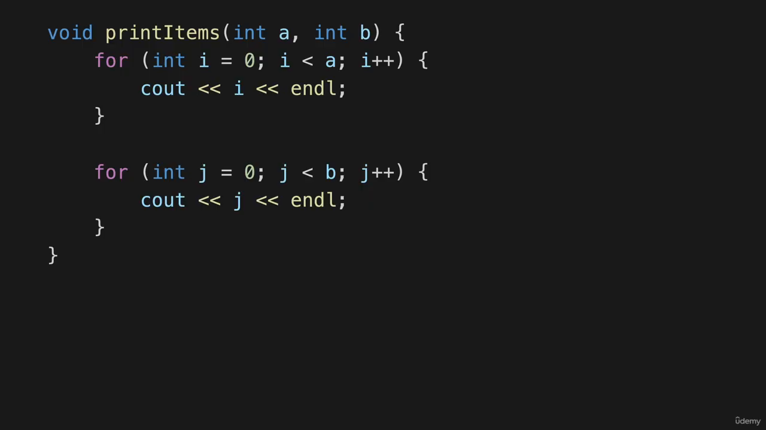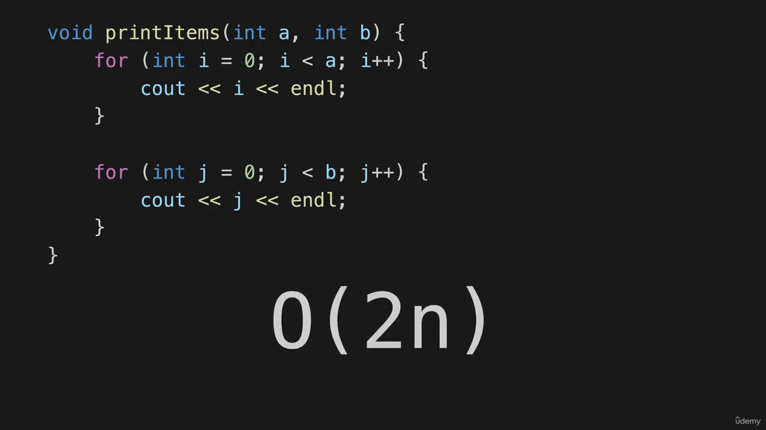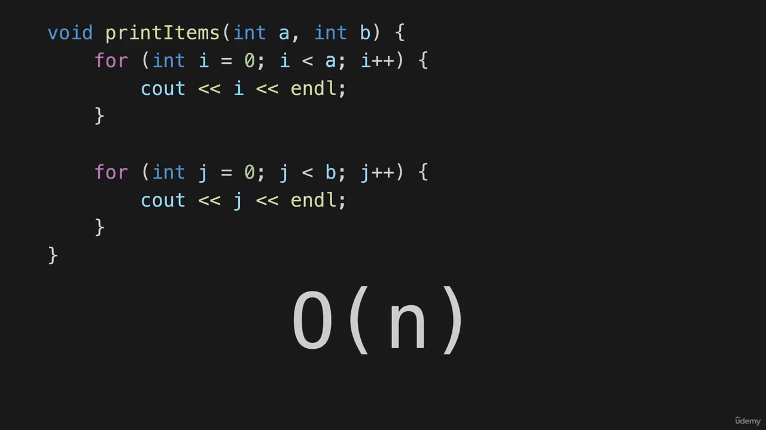So the mistake that people will make is they'll look at the first for loop and they'll say, for loops are O of n, and then they'll look at the second for loop and say, well, that must be O of n as well, and then they add them together and that becomes O of 2n, and then they drop the constant and say that it's O of n. But you can't do this with this function.